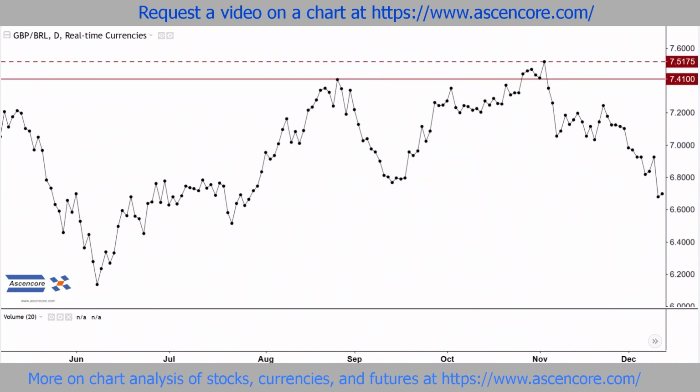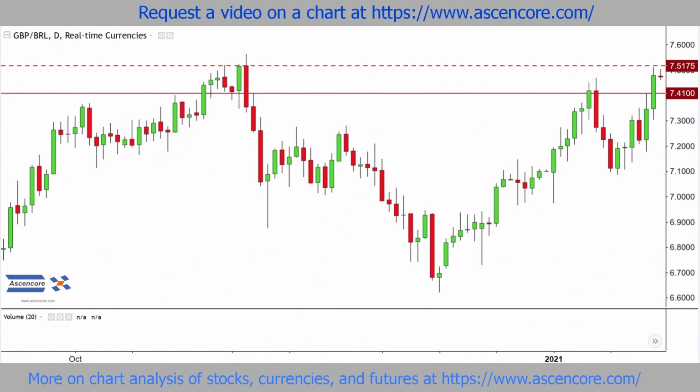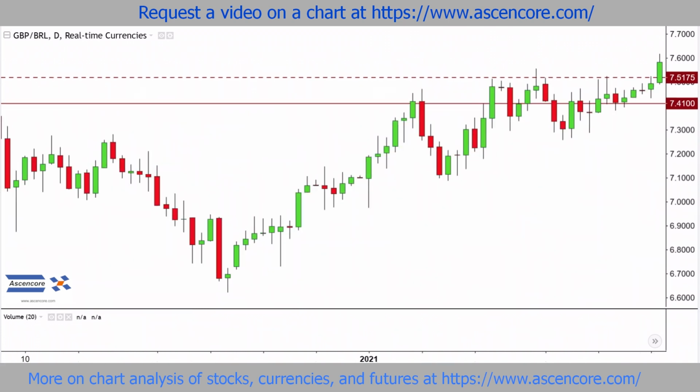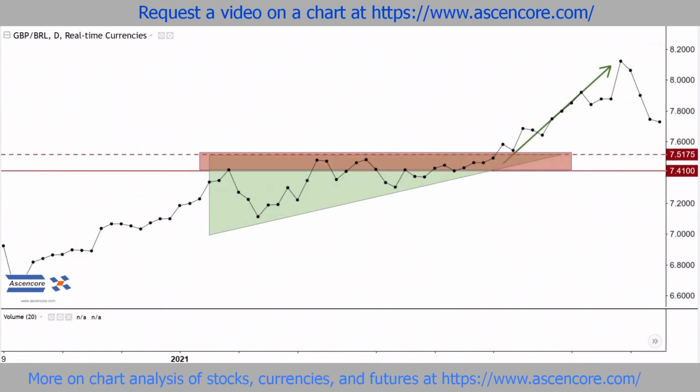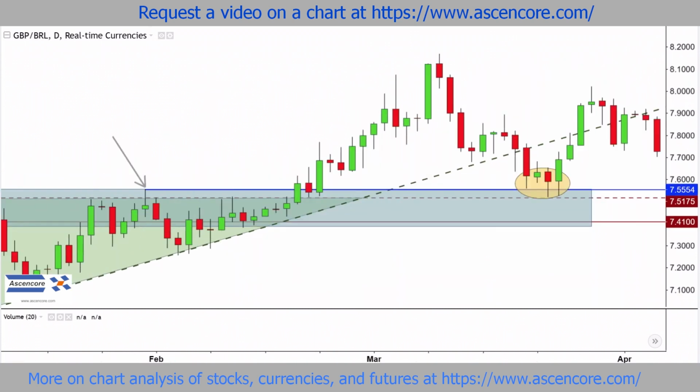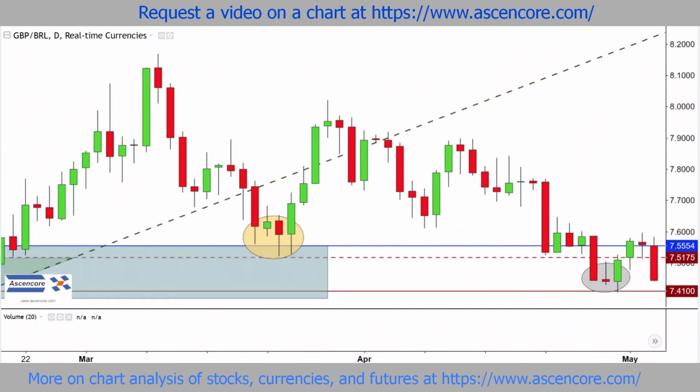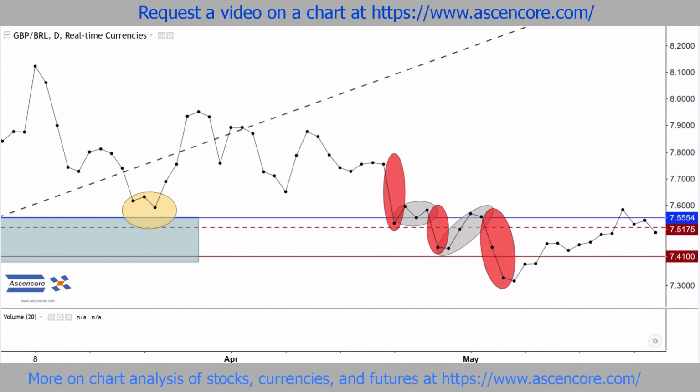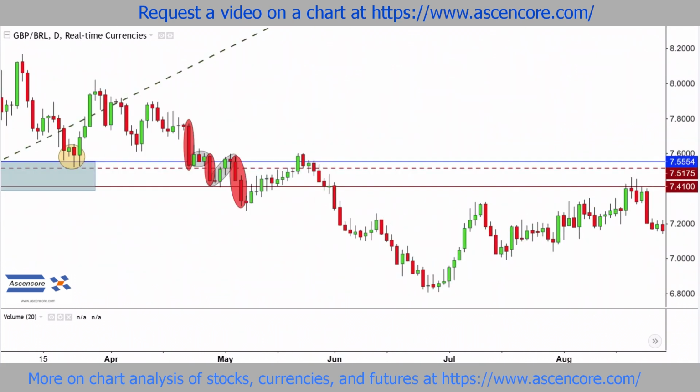So there you have it, the ascending triangle, quite clear and straightforward. Stay tuned for examples of more chart patterns, along with other technical analysis techniques such as indicators and Fibonacci tools.